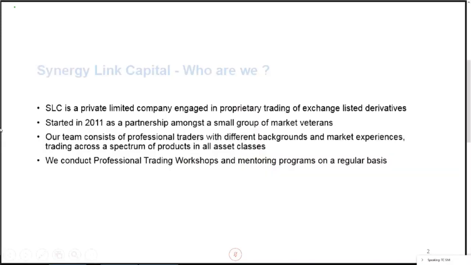I work for a firm called Synergy Link Capital. We are basically a private limited company engaged in prop trading of primarily exchange listed derivative products. Now, we started off in 2011. Most of our founders were actually ex-SIMEX traders. SIMEX, in case some of you do not know, is what SGX was called previously.